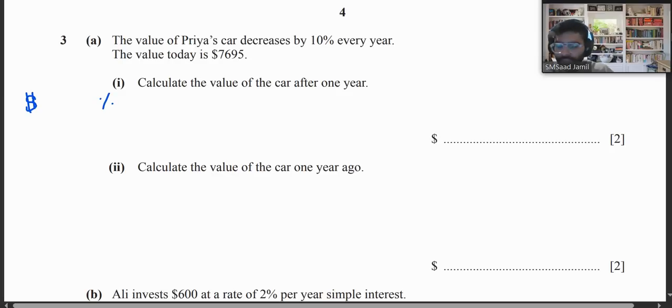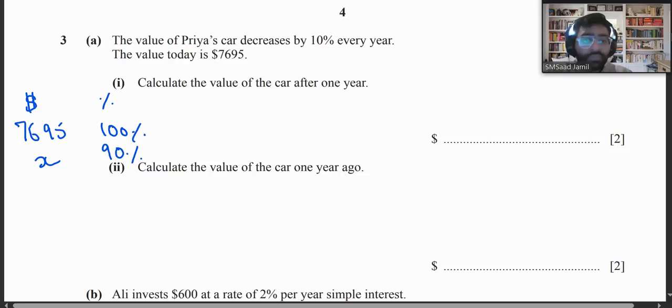It says the value of the car decreases. So look, when the value today is 7695, in percentages it is actually 100%. Right? It says calculate the value of the car after 1 year. After 1 year, your car decreases by 10%. So it means the actual value of the car is 90%. So what's the dollar value of the car when the percentage value is 90%?